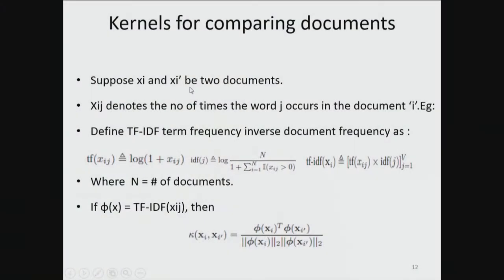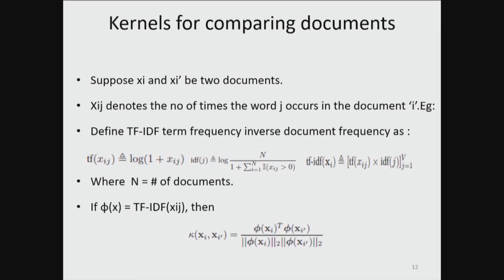That means here we have two documents xi and xi dash. Then xij denotes the number of times the word j occurs in the document. From the examples we have seen, yes, we could find these xij values, that means the count of the number of times the word j occurs in the document i.